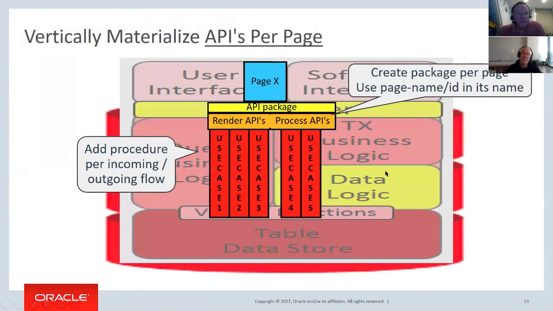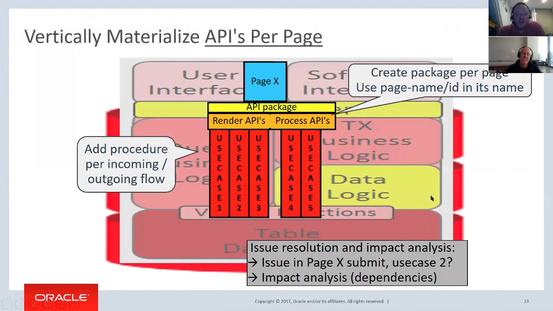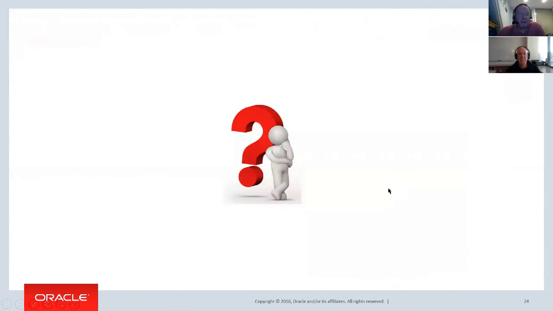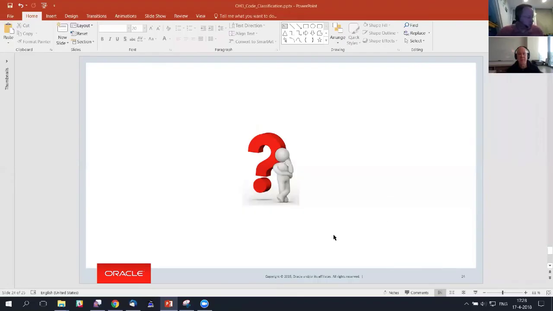And of course, we have the API, the codeless package on top of that. Yeah, again, I talked about this. Issue resolution and impact analysis helps a lot whenever you make sure you have thought about things like this. And with that, that's the high-level code classification architecture that I wanted to present in this third office hour.